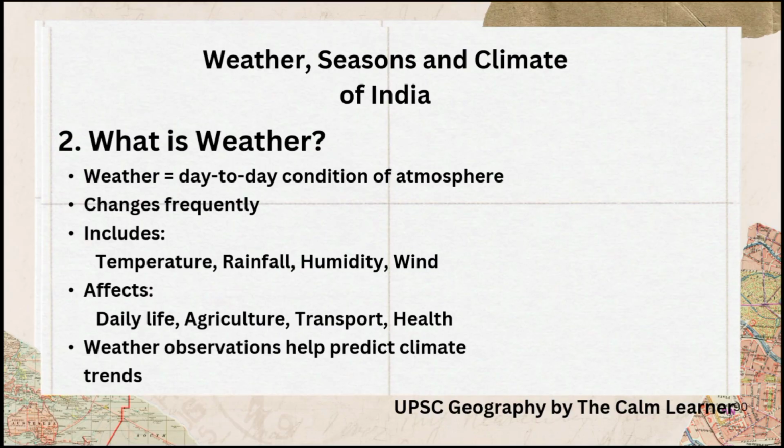Now, first, let us understand what weather means. Weather refers to the day to day condition of the atmosphere at a particular place. It includes temperature, rainfall, humidity, and wind. Weather keeps changing very frequently. For example, if today it is hot or rainy, that condition is called weather. Weather changes frequently and is studied mainly for forecasting and disaster management.